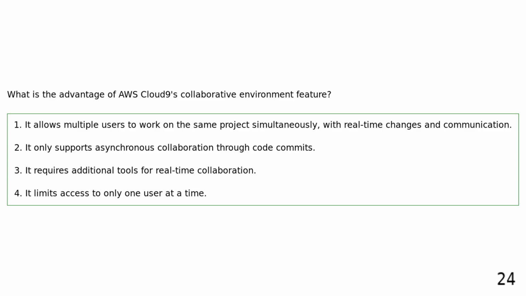What is the advantage of AWS Cloud9's collaborative environment feature? It allows multiple users to work on the same project simultaneously, with real-time changes and communication. It only supports asynchronous collaboration through code commits. It requires additional tools for real-time collaboration. It limits access to only one user at a time.